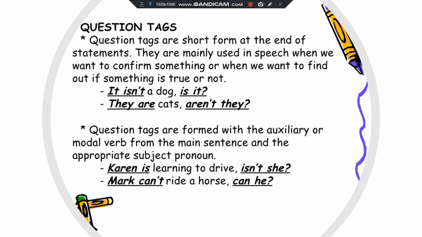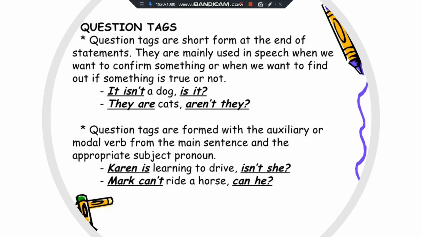Karen is learning to drive. Isn't she? See here, Karen is a girl. Karen is learning to drive. Here, what helping verb have we used? Is. It's a positive sentence, so in the question tag, you need to use is not. The short form of is not is isn't. What else do you need to use? The pronoun. Karen is a girl, so you need to use she. Karen is learning to drive, isn't she?